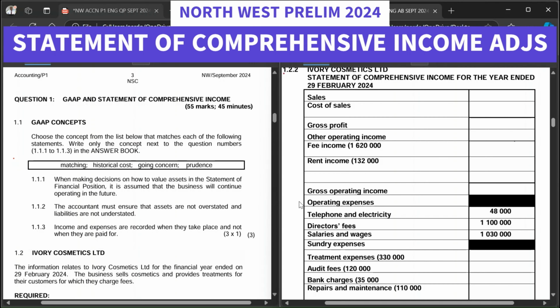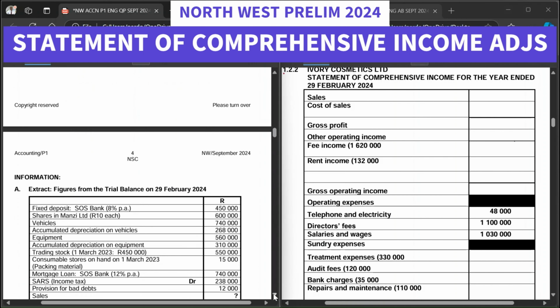I'm going to do a few calculations from the Northwest Prelim paper for the year 2024. I received some questions. Explain these particular areas for us, so I've done this video to explain certain parts. I hope this will make sense for you. So I'm going to run through a couple of adjustments in this paper.